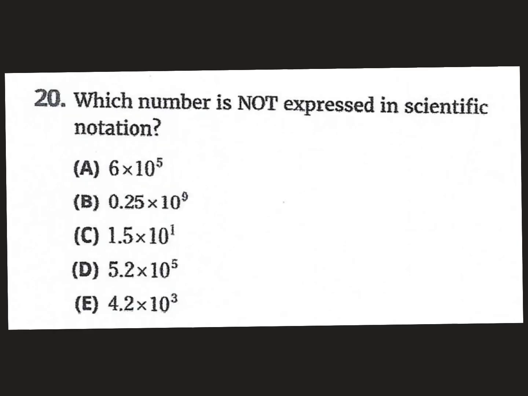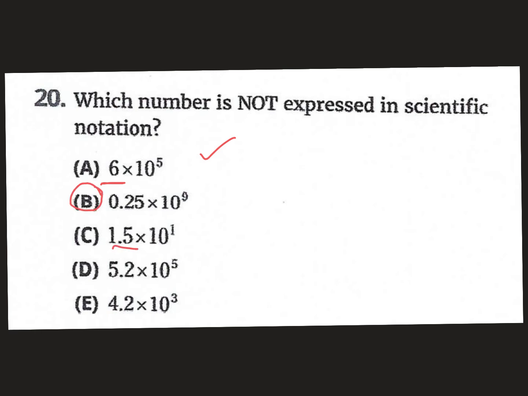Okay, which number is not expressed in scientific notation? We have to know that the number has to be between 1 and 10, that you are multiplying by 10 to an exponent. So for instance, is 6 between 1 and 10? Yes. So that's okay. Is 0.25 between 1 and 10? It is not. So the answer is B.